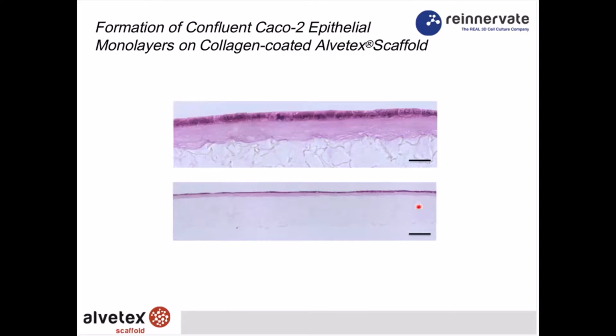Now, you may say, well, I can do that in a transwell. That is true, but transwells are not especially porous. They are at best 30% porous. Alvetex is 90% porous, so you get much better exchange across that membrane than you do in a transwell. In addition, growth of these epithelial cells on extracellular matrix proteins such as these is important and much more physiologically relevant than a PET membrane.